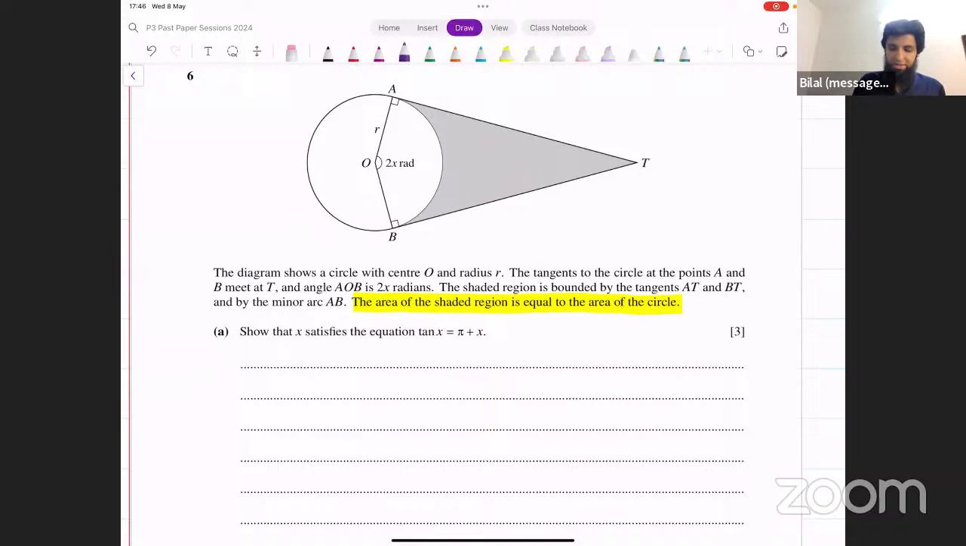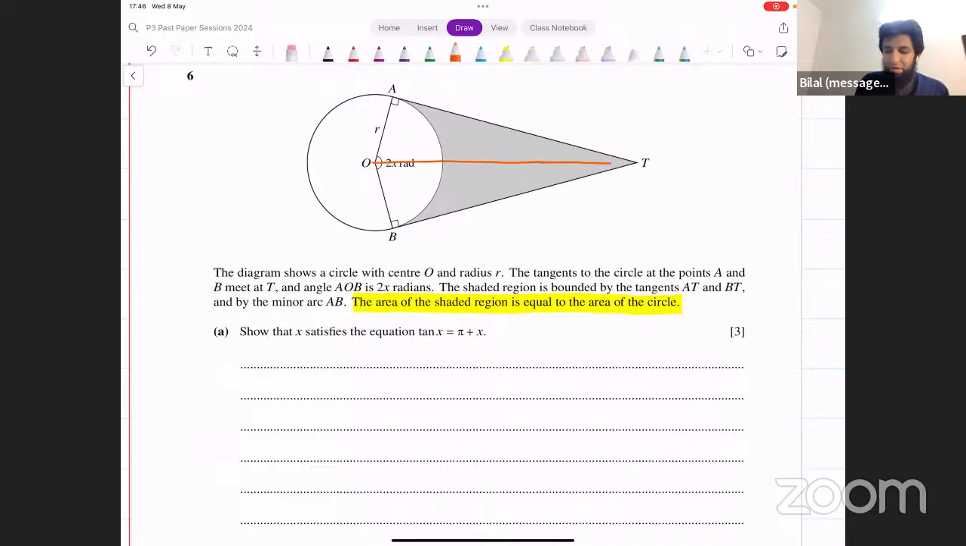So how would you describe this shaded region? You can find the area of this kite, and then subtract from that the area of the sector. That's one possibility. Or you can break it down into two parts, since some of you would not know how to find the area of the kite directly. This is the other possibility.